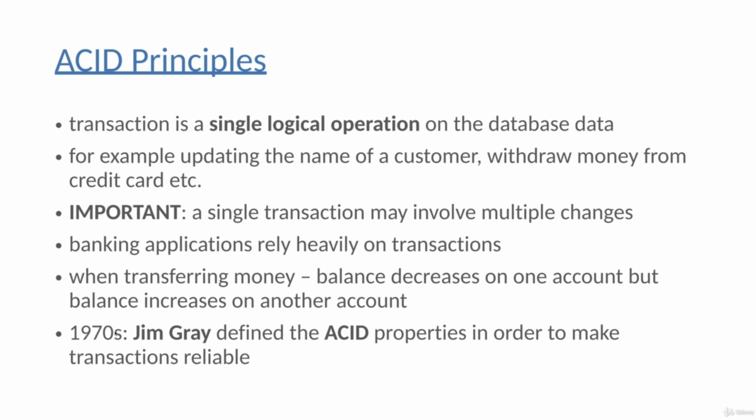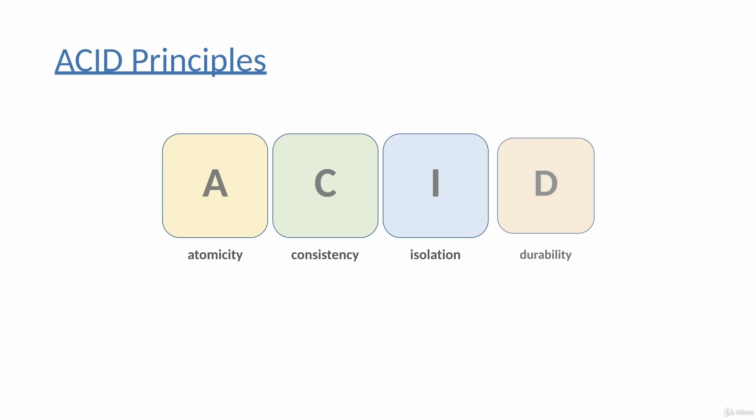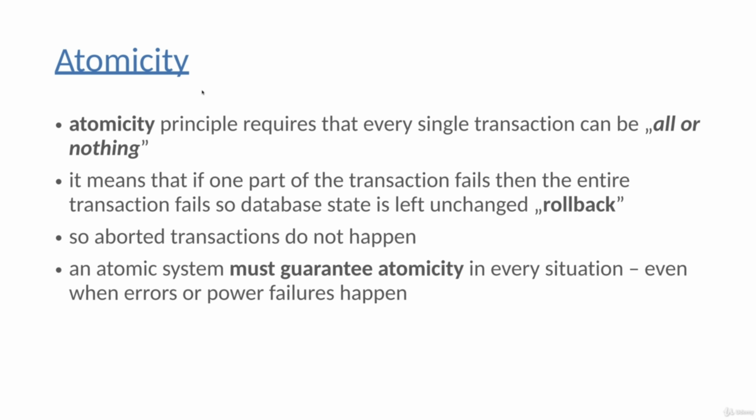And this is exactly why back in the 1970s, Jim Gray defined the ACID properties in order to make transactions reliable. Okay, so ACID stands for 4 principles. A for atomicity, then we have C for consistency, then we have I for isolation, and we have D for durability. So first of all, let's talk about atomicity.